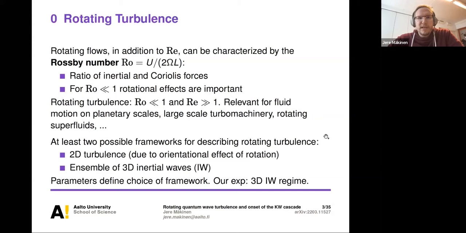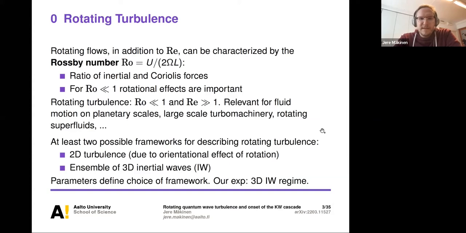Okay, so what do I mean by rotating turbulence? In addition to the Reynolds number, the flow can be characterized by the Rossby number, which is another dimensionless parameter that is defined as the ratio of inertial forces to the Coriolis force. From this definition, one can immediately see that in the limit of low Rossby number, rotational effects are important, while in the opposite limit, they can be neglected. From this, one can deduce that rotating turbulence means a case where the Rossby number is small and the Reynolds number is high.